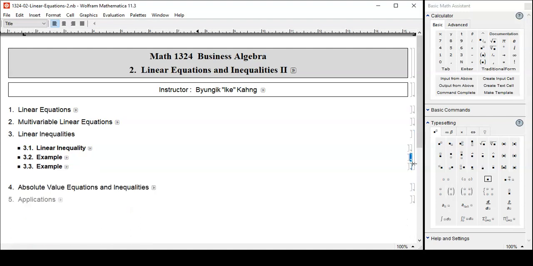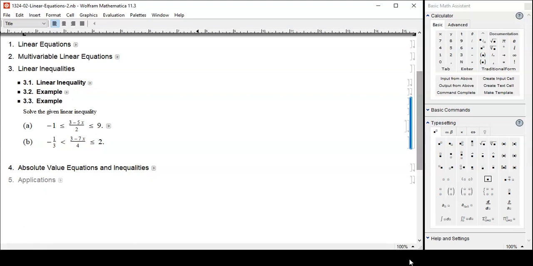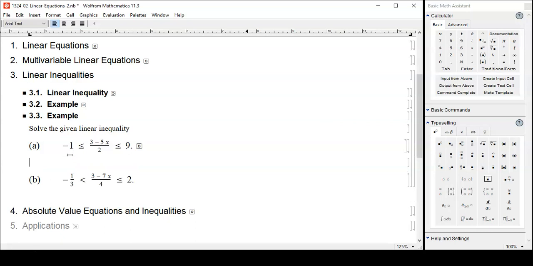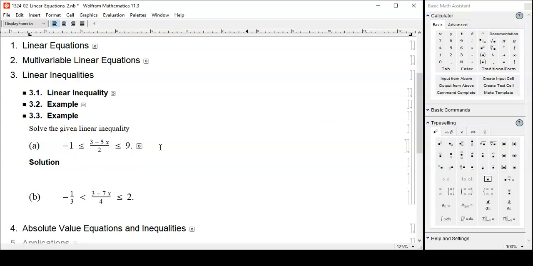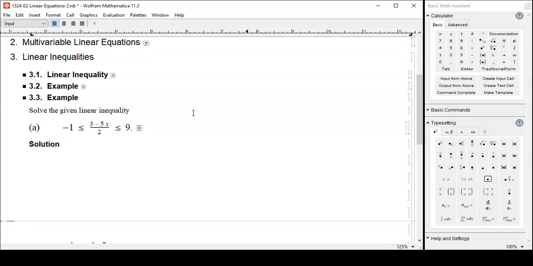Now, let's go to double inequalities like these. We have some fractions, so let's increase the font. Okay, all right. How do we handle this kind of problem? Okay, copy and paste.